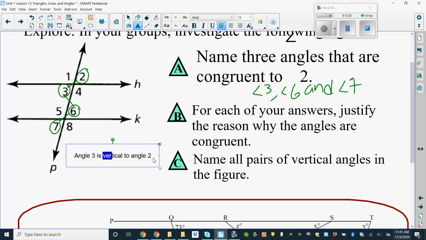Angle 2 and angle 6, they make that C. They are corresponding. If you look at the top 4 angles, 2 is in the top right. If you look at the bottom 4 angles, 6 is in the top right. So therefore, they're in the same location. So angle 6 and angle 2 are corresponding angles.